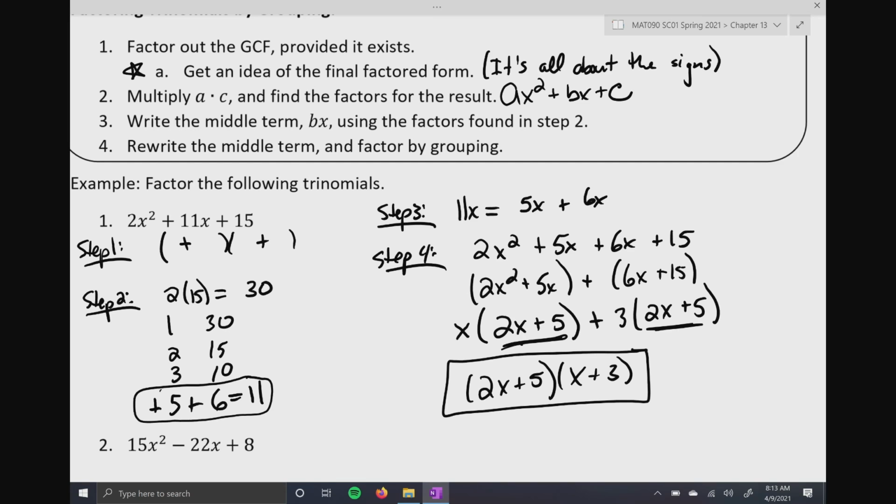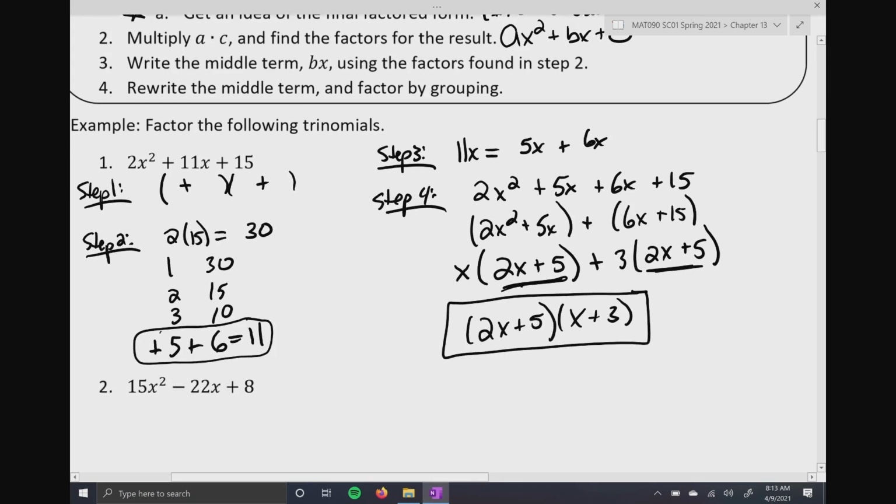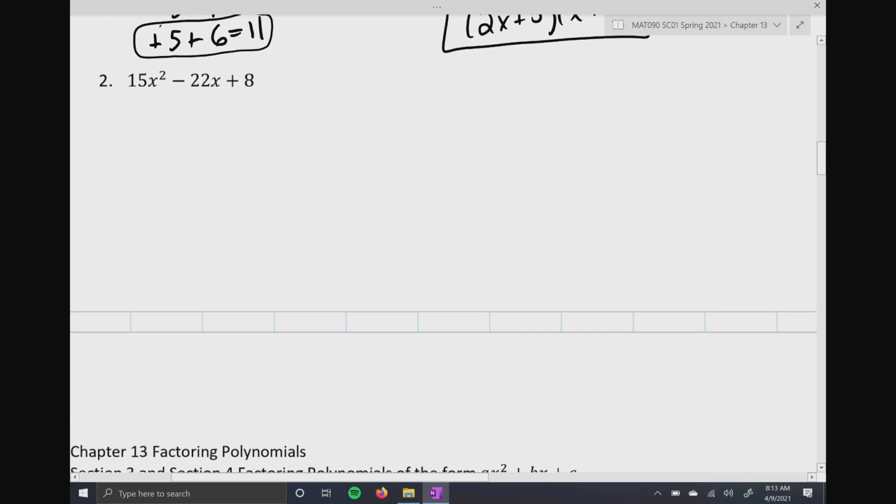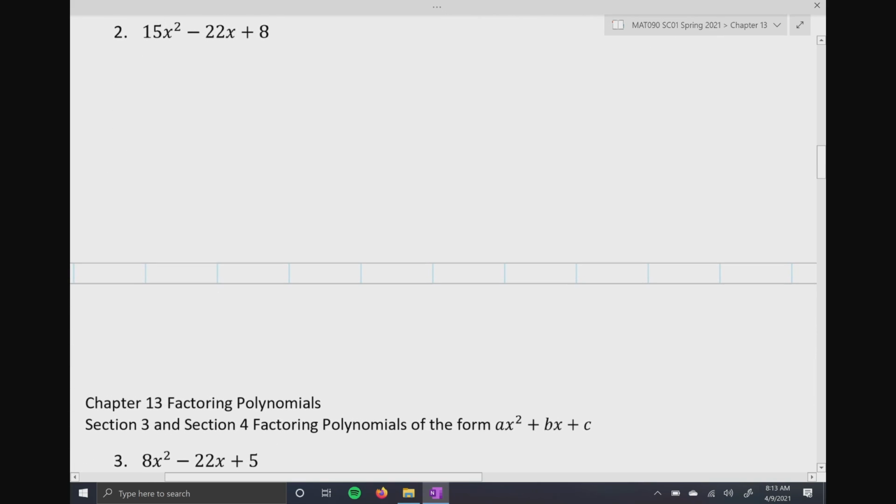Okay, we ready? All right, I'm going to scroll up. All right, so the next one, 15x squared minus 22x plus 8. So I'm going to just speed up a little bit more now, okay? Not too much. Step 1, look for that GCF and get your idea of signs.